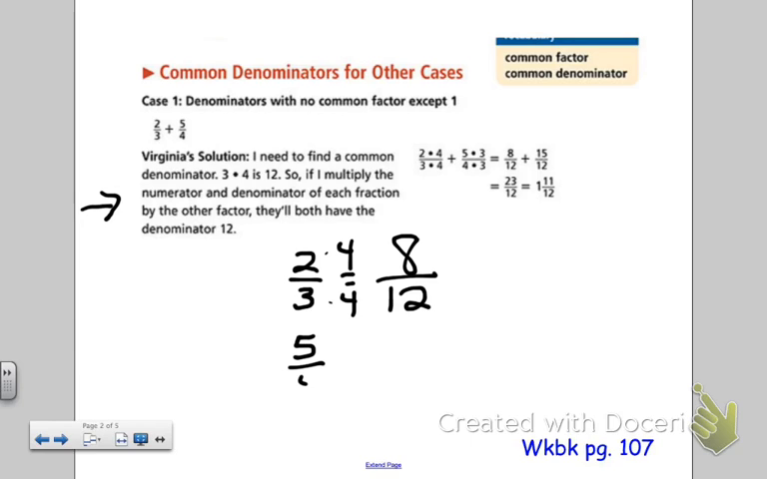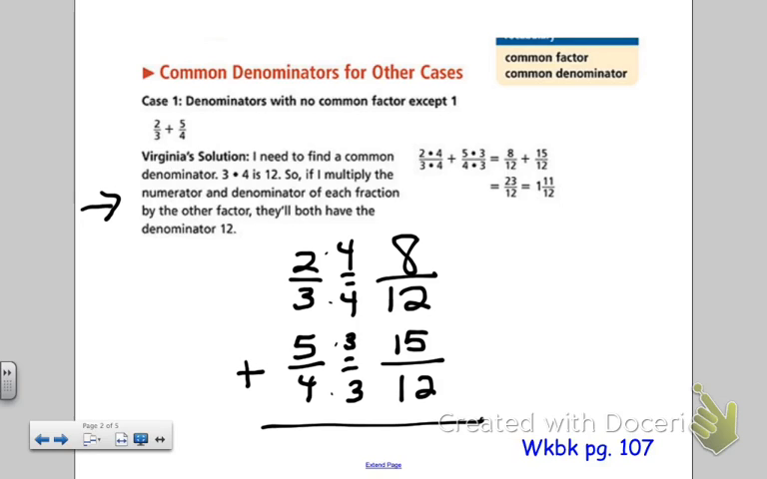Oh, and the 5/4, same thing. This time, 4 times 3 is what gives you 12. 5 times 3 is what's going to give you 15 twelfths. So we had to find a common denominator, in this case 12, and we had to change both fractions so that they were equivalent fractions to what they originally were, but now have the common denominator of 12.